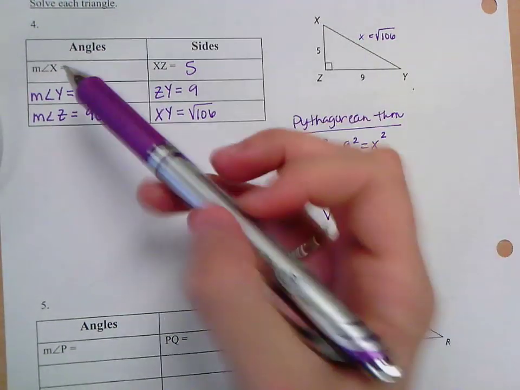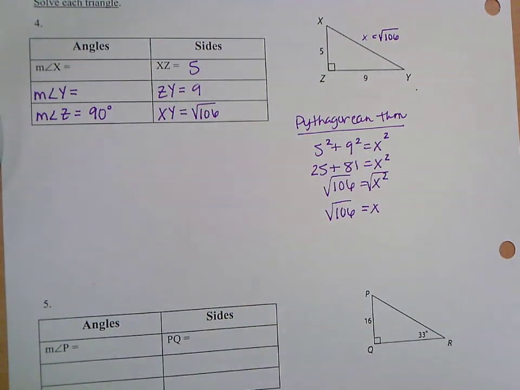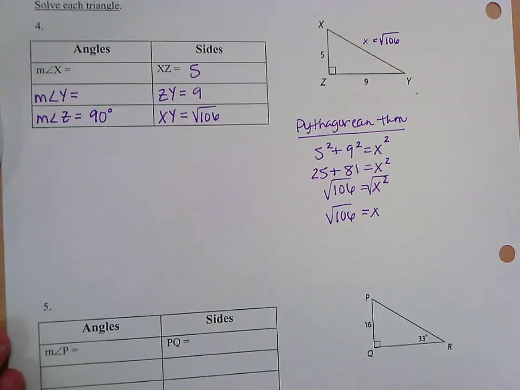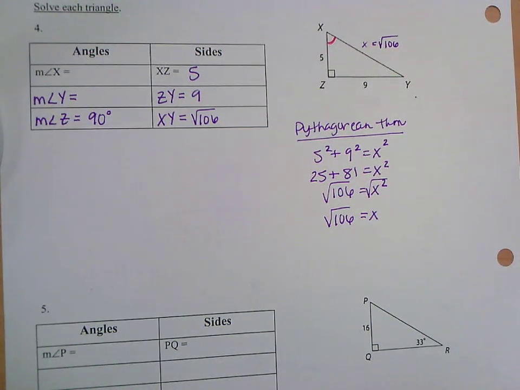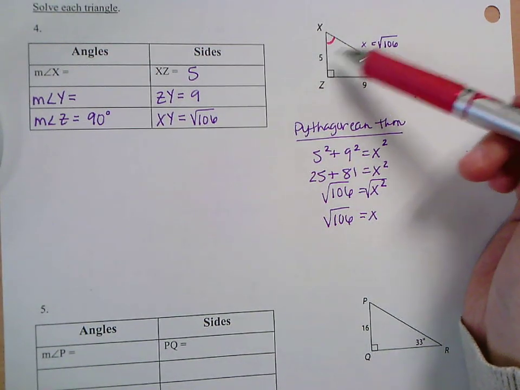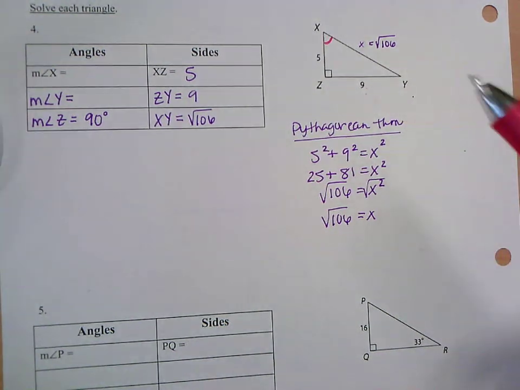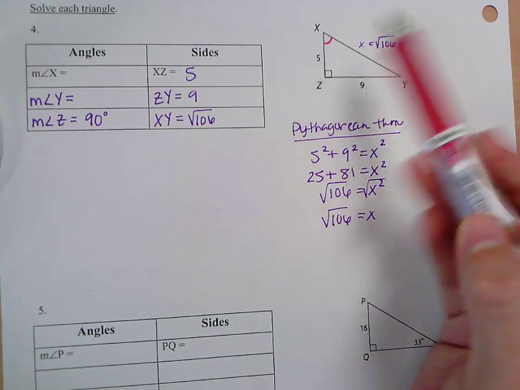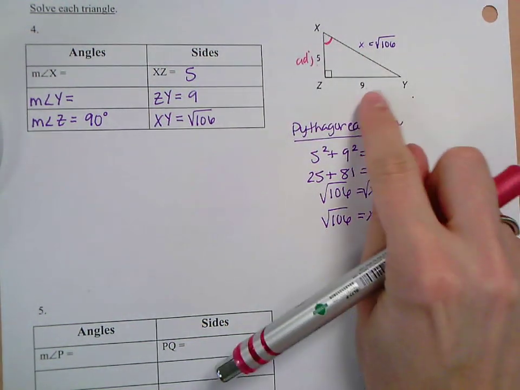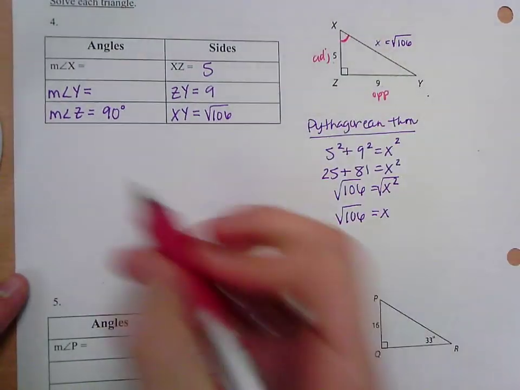Okay, now I have these 2 angles to find. I just need to pick one. So let's say I'm going to find X first. Now, only go off of these sides that you were given. So when I'm labeling like opposite, adjacent, hypotenuse, I want to use the 2 sides that were given to me. So what is the 5 in relation to angle X? Adjacent. What is the 9? Opposite.